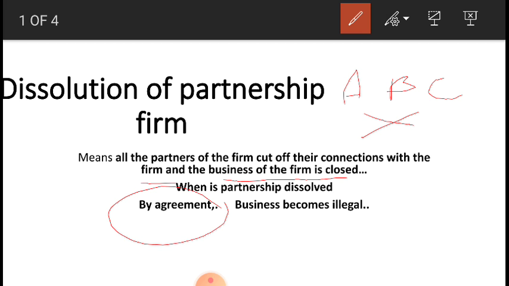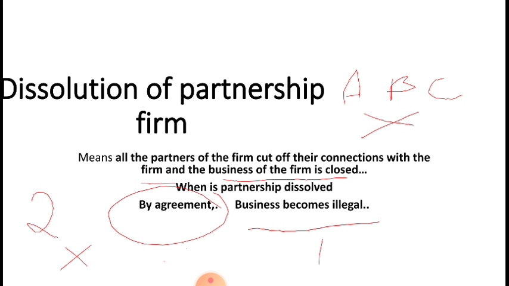There are two circumstances. First one is by agreement. All the partners will make an agreement, that is, 2 years we will do the business, after 2 years we will end it. Or 5 years we will do the business, after 5 years we will stop the business. That is agreement. Another is when the business becomes illegal. Suppose they are producing a product and the government is banning it, then the business has to be stopped. So partnership is dissolved by agreement and when business becomes illegal.